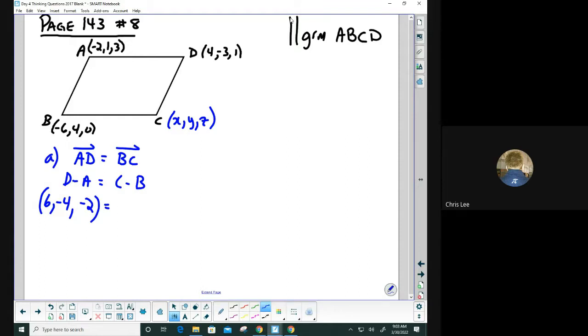BC. To find that one, I'm still going to do the same subtraction, except I just don't know what the X and the Y and the Z are. But I know it's C minus B. So it'd be X minus 6, which is the same as X plus 6, right? Y minus 4. And then Z minus 0. Following along so far? Nice.